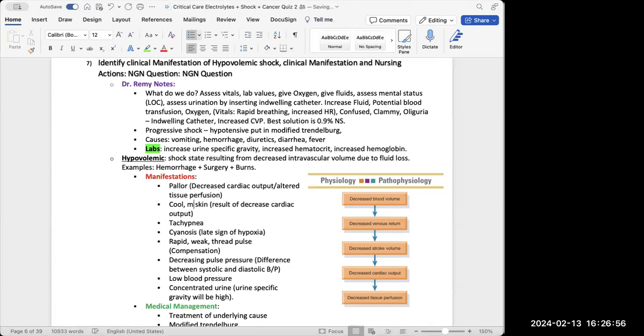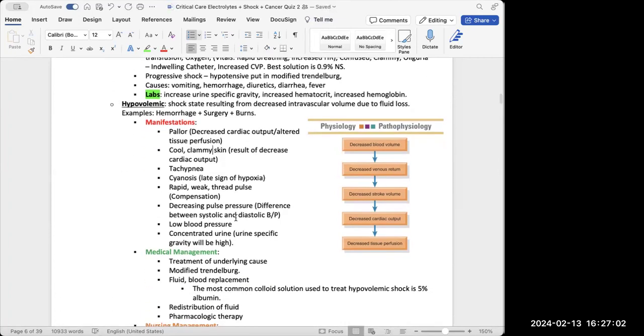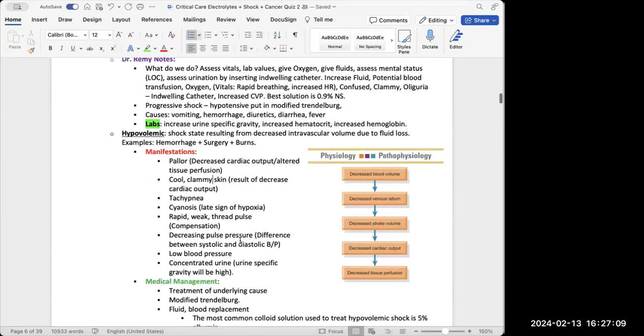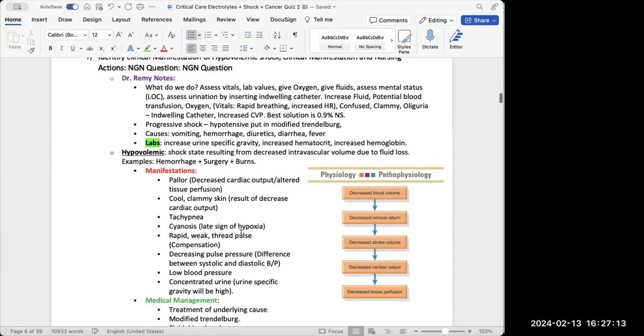Also, I see this is wrong. I'm just going to put clammy. I don't know why I put that, but it should be cool and clammy skin. But that's the same exact manifestations as fluid volume deficit. So you don't have to memorize different types of symptoms, but you know that if you have fluid volume deficit, you're at risk of going into hypovolemic shock.